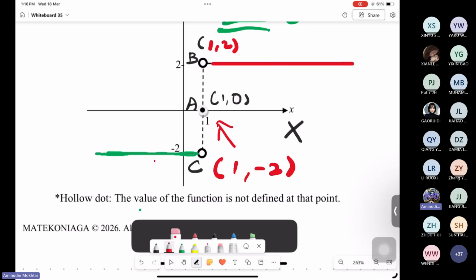Okay, so in other words, in this class, we draw the black point when the value of y exists, the value of y is valid. But if the value of y does not exist or is not valid, we just draw the white dot. Okay, that's the basic concept of the function. And then the rest of this part, I leave it to you.